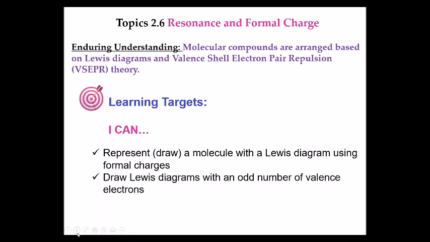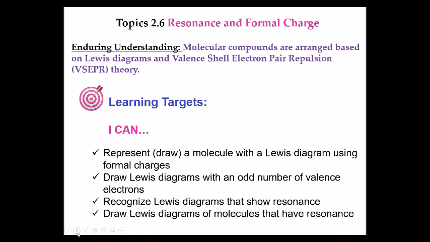Lewis diagrams with an odd number of valence electrons. These are kind of exception, weird examples, but we're going to go through one, so you're not caught off guard if they decide to put one on the AP exam like they did a number of years ago. You're going to be able to recognize Lewis diagrams that show resonance and draw Lewis diagrams that have resonance.